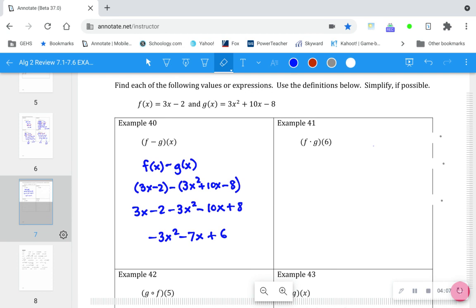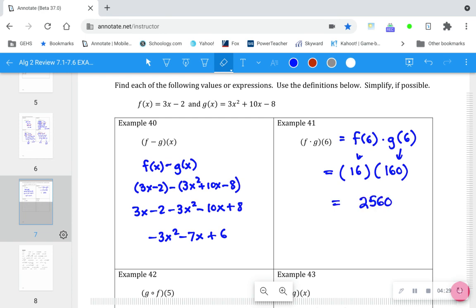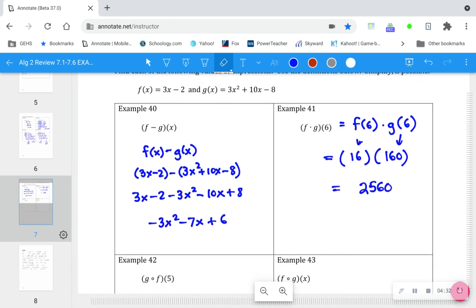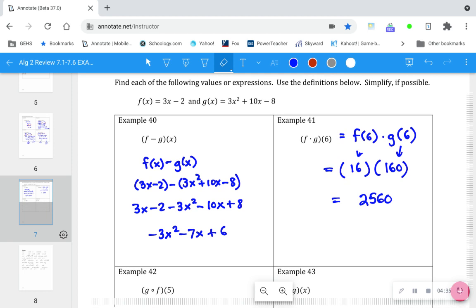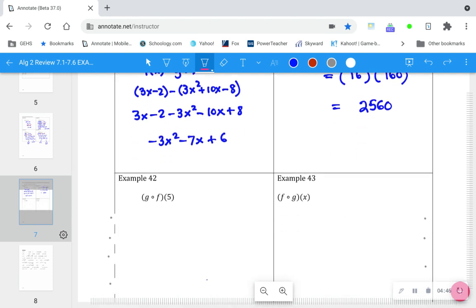Okay, example 41 is f times g of 6. So that means f of 6 times g of 6. If you plug 6 in here, you'll get 3 times 6 minus 2 will be 16. And plugging a 6 into the other one gives 160. So when you multiply those, you get your answer of 2,560. Okay, now these definitions right here are going to continue to be used down below. I just can't show them as I do it, okay?